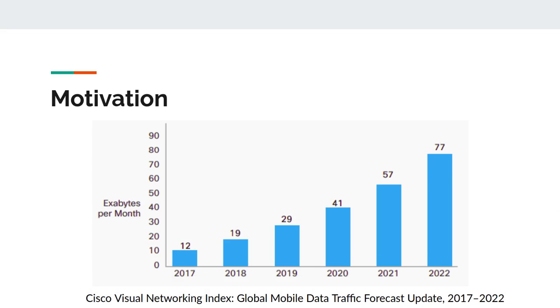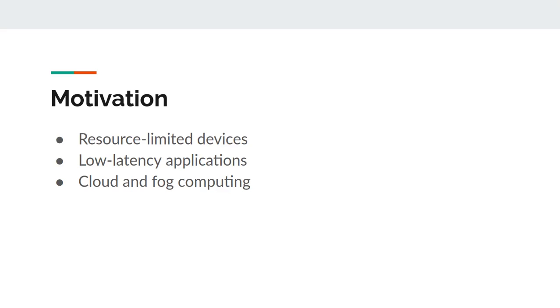compared to 2017. And this is a problem because our current networks may not be able to transmit such a big traffic. So many of these devices are resource limited, like small sensors that gather data from the environment and send to the cloud for processing. But these devices will be running low latency applications.